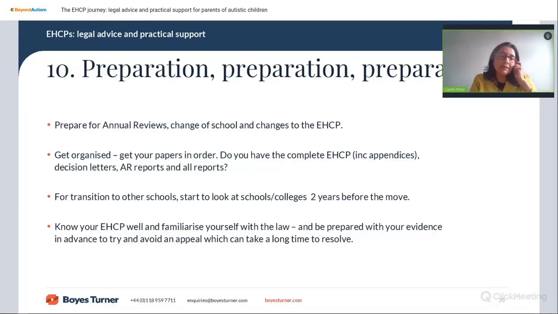And I'm almost done, but I suppose the main takeaway from this is to prepare. It's about the evidence that you're putting together. So evidence really from your request for an EHC needs assessment to preparing for annual reviews, if you're wanting any change of provision or change of school, even for your appeals as well. So get organised, get your papers in order, and think about that evidence and whether you have all the reports that you need. And when you're looking at transitions to secondary or post-16, start to look at placements at least 2 years, I would suggest, before the move.